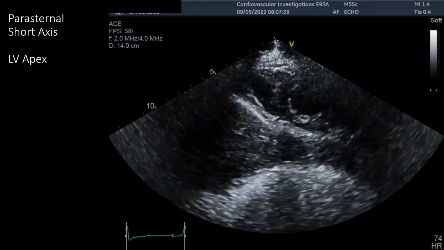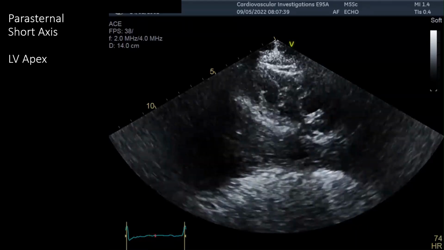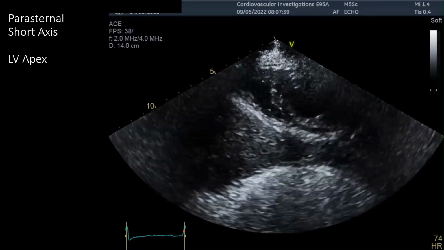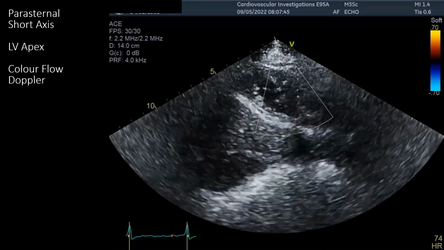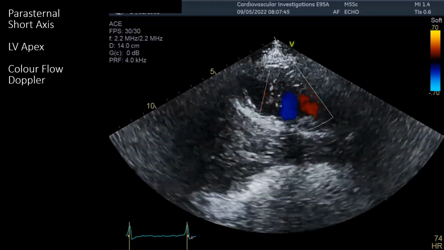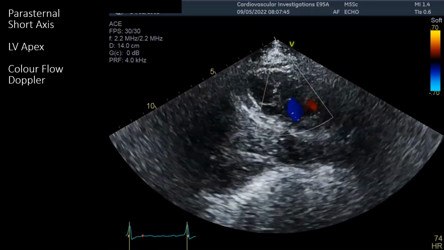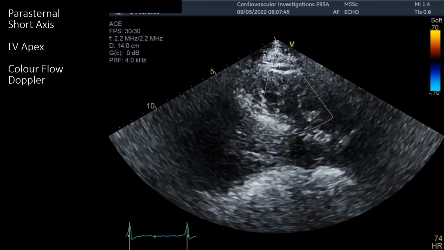And now right down to the left ventricular apex, again for further interrogation of segments and to see that there's no ballooning of the left ventricular apex. Color flow at this location allows us to confirm the presence of flow within that ventricular cavity, which helps us to exclude an LV thrombus.